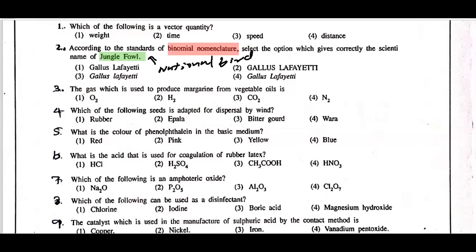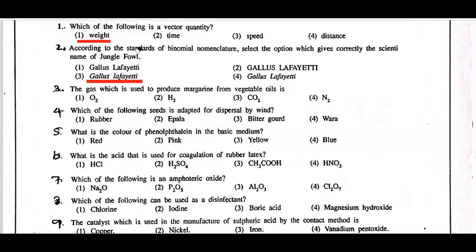Who can give the answer for this one? I'll ask somebody. Third answer. Yeah, very good. The answer is third, Gallus lafayetii. First letter capital, all the other letters simple, and it must be in italics when printed. The answer is third. Right? Okay. Question number 1, the answer is weight.